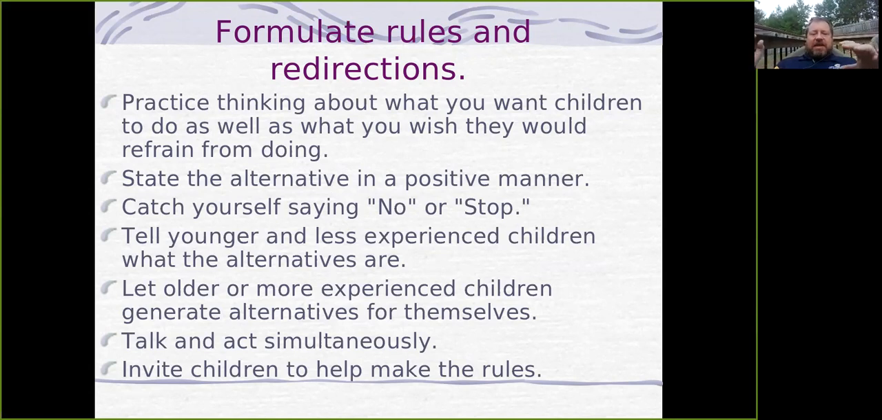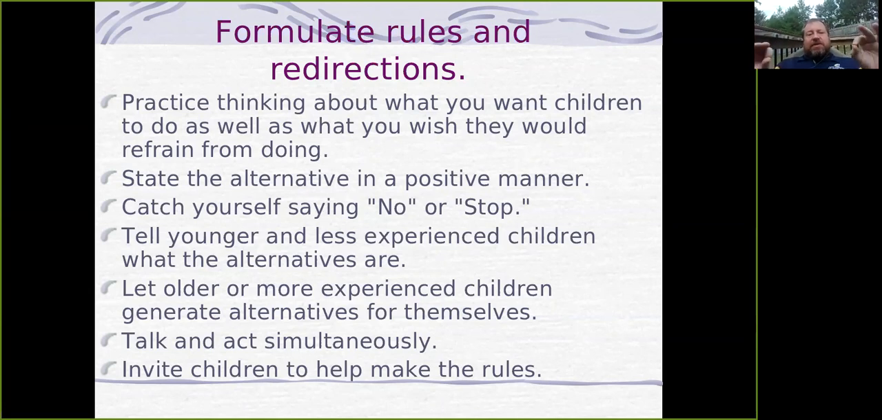Catch yourself when you say things like no or stop. Remember that our young concrete thinkers are not able to mentally reverse things. If I just say no, they can't mentally undo what they're doing. I need to tell them what it is they should be doing. As children are younger and less experienced, I give them those alternatives and choices. As they get older and more experienced in a classroom or a social setting, I ask them, what could you be doing differently? What should you be doing right now? I let them generate those alternatives and reflect and think about it.